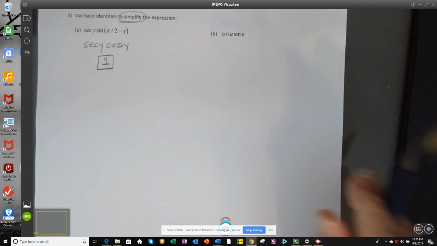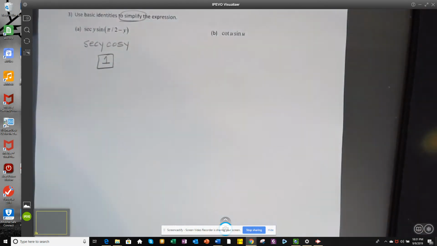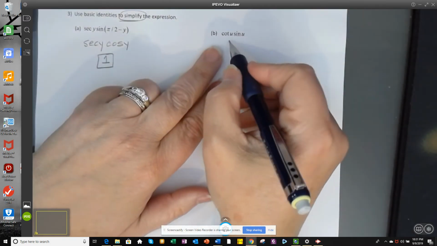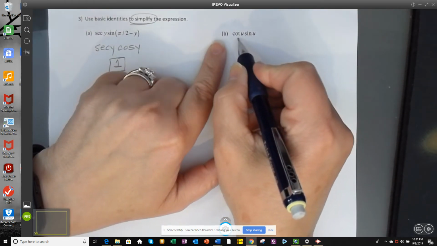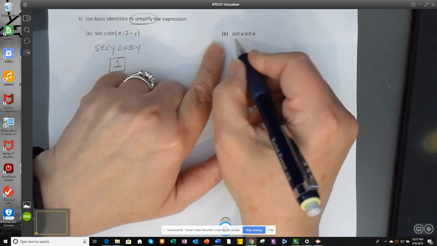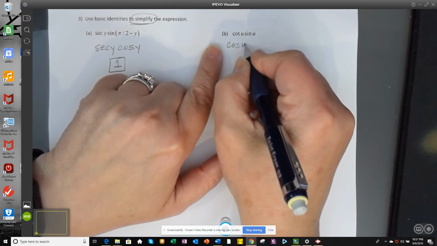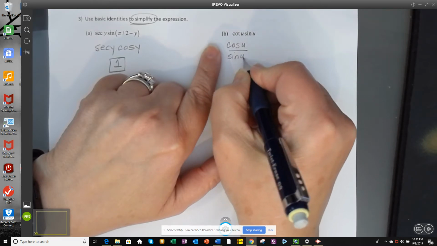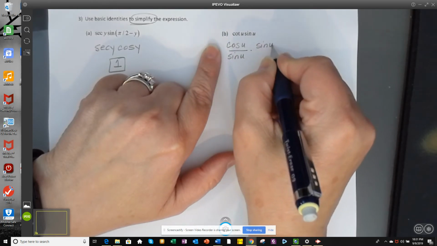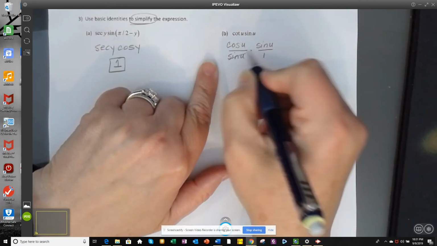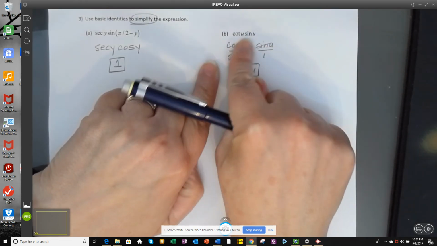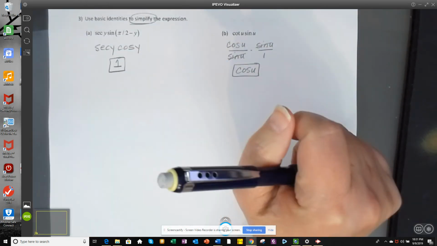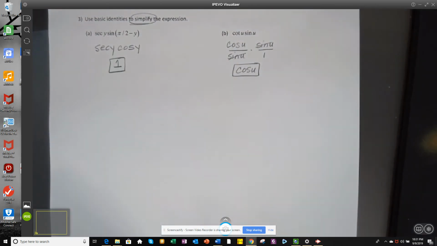Next one, let's see. I've got to simplify this one. Now, I look for things that I can change, okay? Sine I can't really change, but I can change cotangent into something. Well, if you recall, cotangent is equal to cosine over sine, and I can make this sine of u over 1. And then I can cancel these factors out, and I get cosine of u, which is a much simpler expression than multiplying two trig functions. This is simpler. Okay.